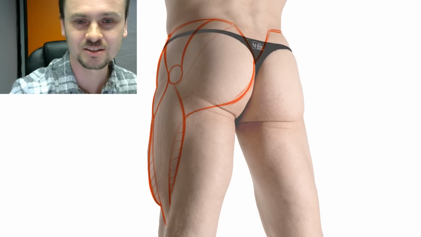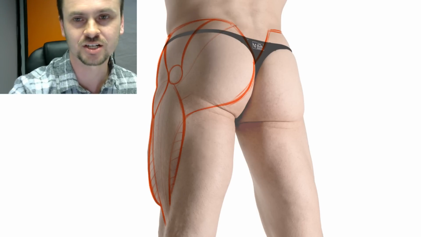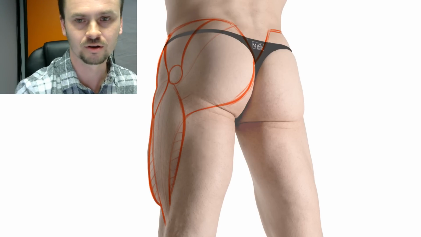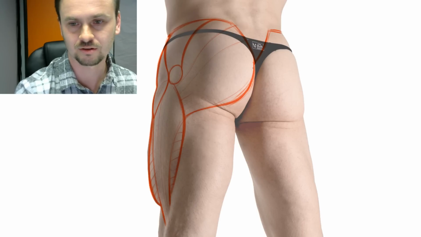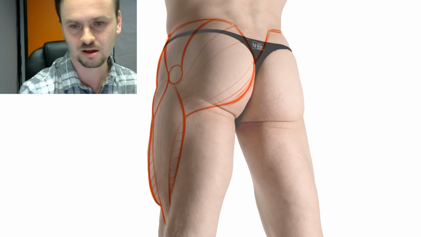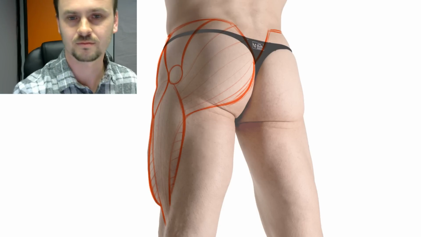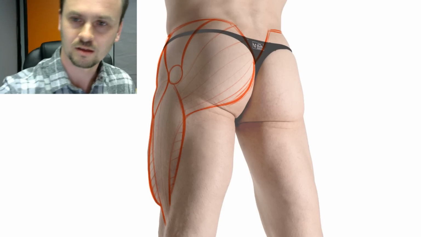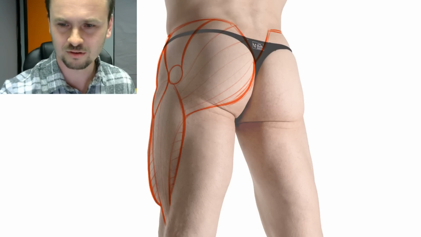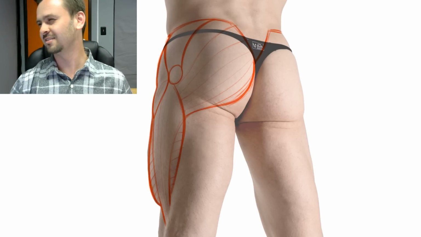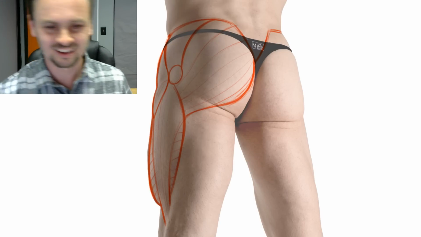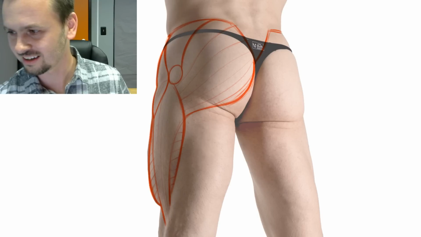Okay. And I'm also thinking about the direction of the muscle flow. Like, the glutes are going like this. Yeah, something like that. Does this color help, by the way? I don't know. Maybe not, huh? Would a blue work better?